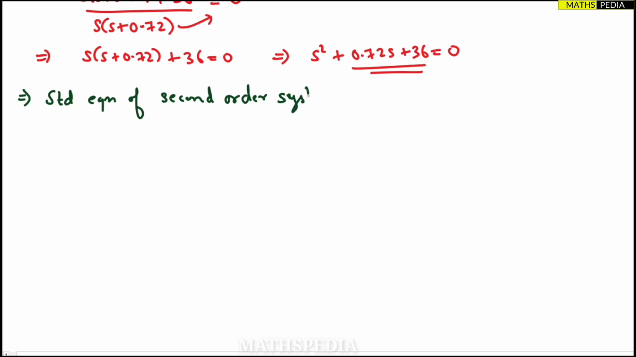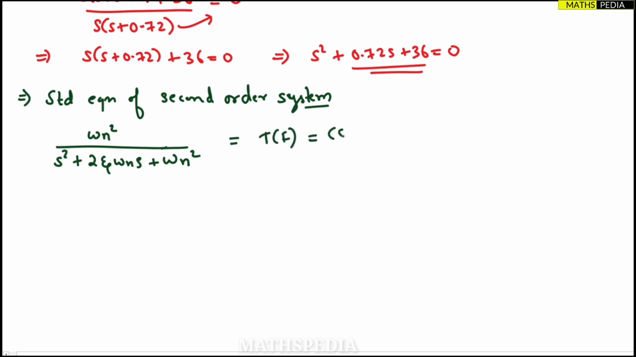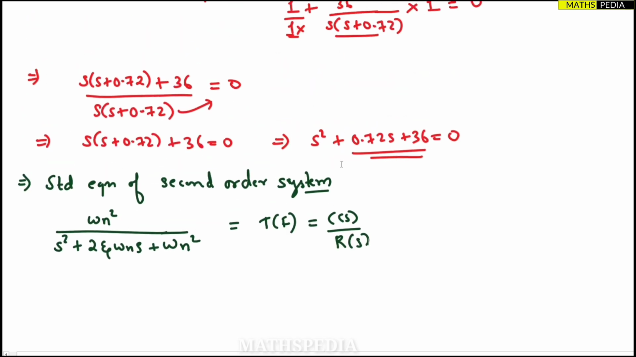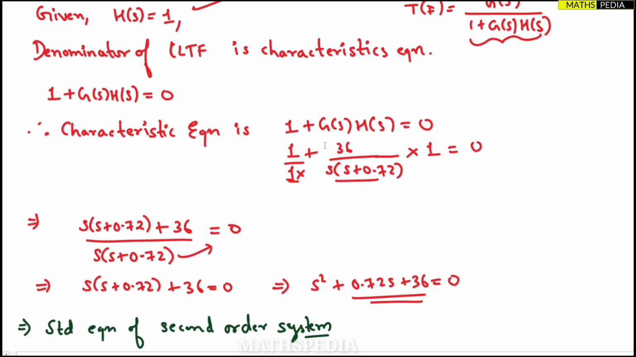The second order system standard equation is nothing but omega n square by s square plus 2 zeta omega n s plus omega n square. Now always remember, this is equal to the transfer function of the second order system, which is equal to C of s by R of s. Simple logic. This is nothing but the transfer function for the second order.